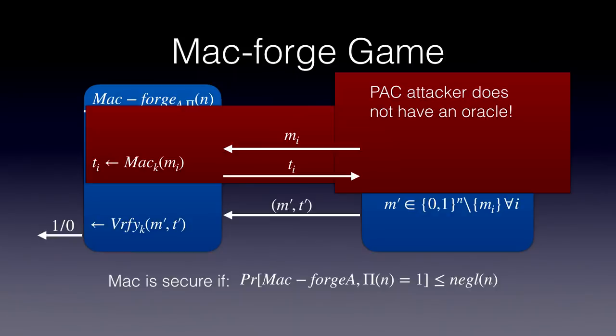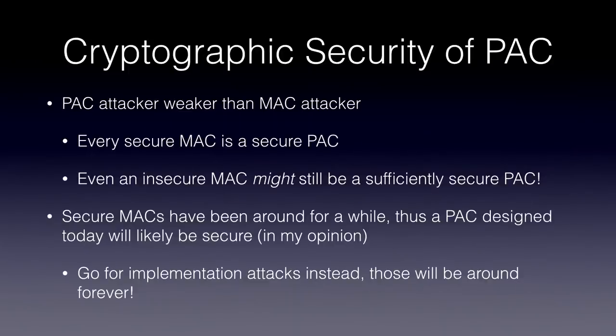So why do we not have this oracle? Well, simple. If we allow the attacker to sign arbitrary messages, the attacker wouldn't even need to try to somehow get the key or forge a message, because then he could just send over all the pointers he wants to sign, get back signed pointers, and he wouldn't need to bother about breaking the crypto at all. So basically, the point I'm trying to make here is that the PAC attacker is weaker than a MAC attacker.